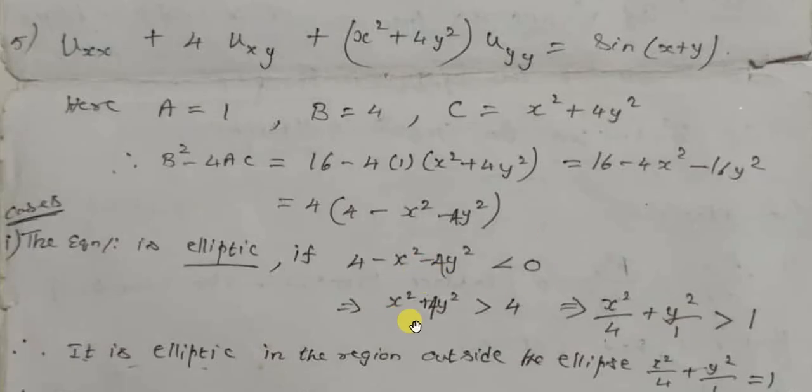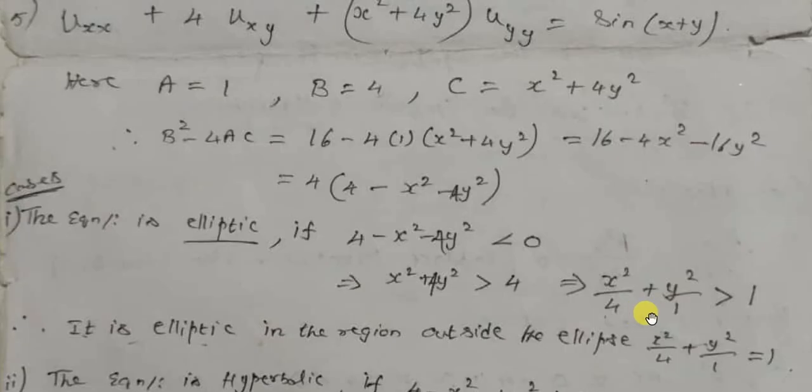side. It will become x square plus 4y square is greater than 4. Bring this 4 to the other side, it will become x square by 4 plus y square by 1, which is greater than 1. If you bring this 4 to the other side, this will become 1. So therefore this is the equation of an ellipse whose major axis meets at the points plus or minus 2, minor axis meets at the points plus or minus 1. So greater than 1 implies that the region is exterior of the ellipse.